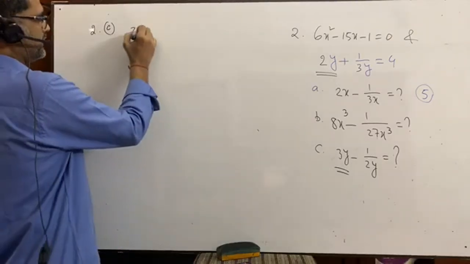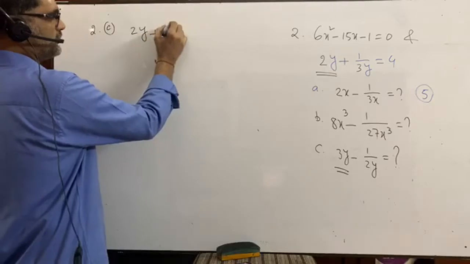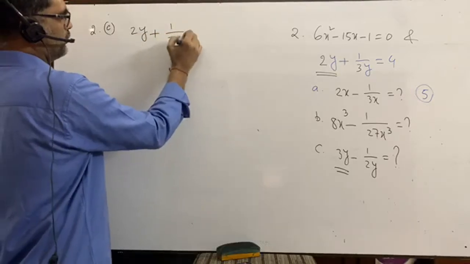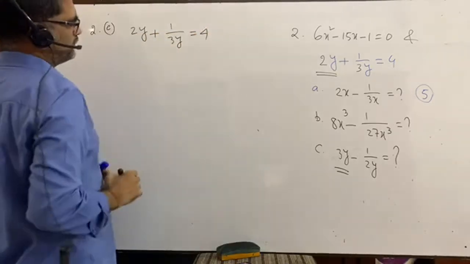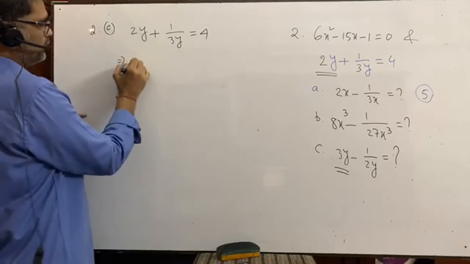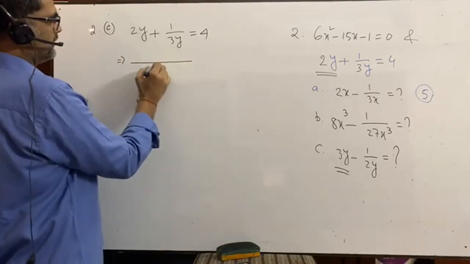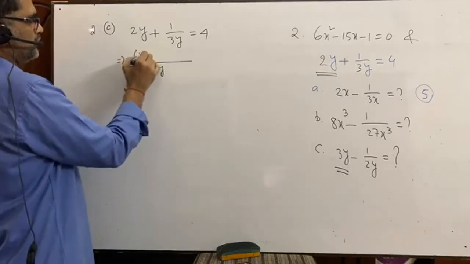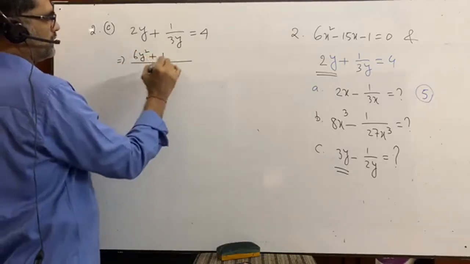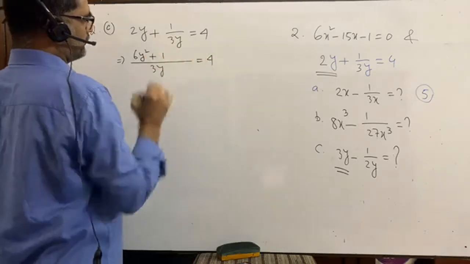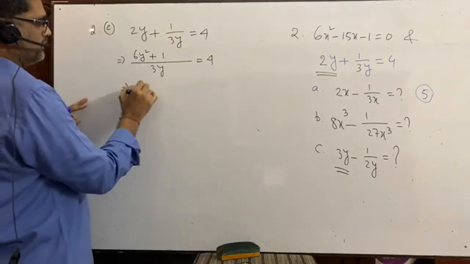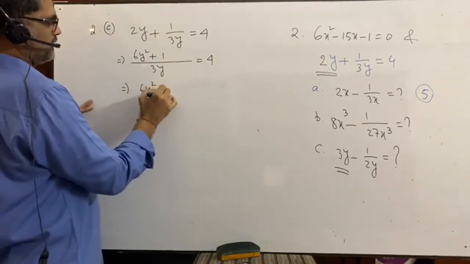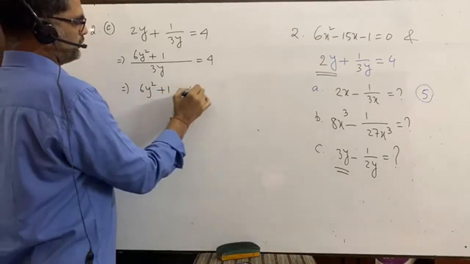Here what is given? 2y plus 1 by 3y equals to 4. That means we can get the LCM here, 3y. So what are we getting? 6y square plus 1 equals to 4. Now 6y square plus 1 equals to 12y.